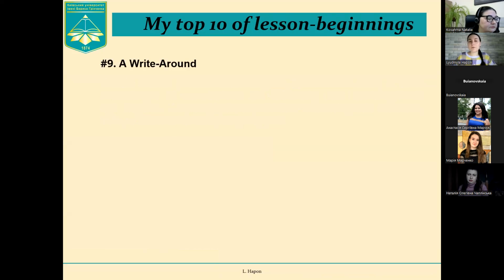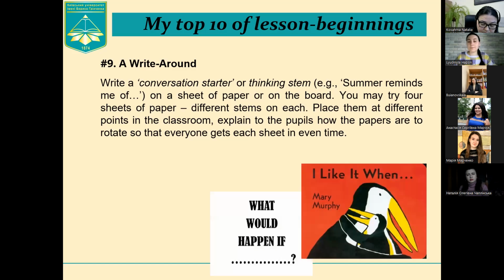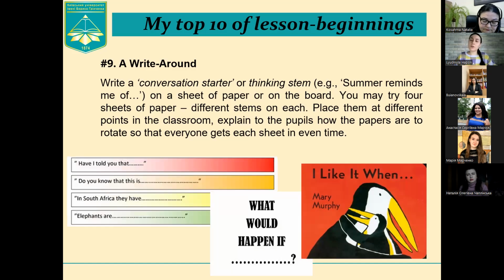The next activity, a write around. That's quite easy, and you can prepare this in just a few minutes before a lesson. For example, write a conversation starter or a thinking stem like, summer reminds me of, and you can do it on the sheets of paper or on the board. It can be more difficult. You may prepare 4 or 6 slips of paper and place them at different parts of the classroom so pupils can rotate the cards and complete them. It can be different, something like, I like it when, complete this. What would happen if, again, you can collect the ideas and then ask the questions in the class. Have I told you that? Do you know that in South Africa they have, elephants are, and so on. So it can be a positive sentence or a question. Actually, it depends on the idea of the lesson.